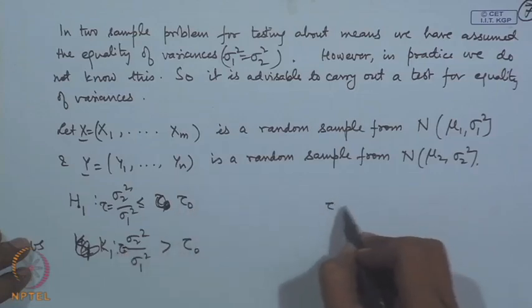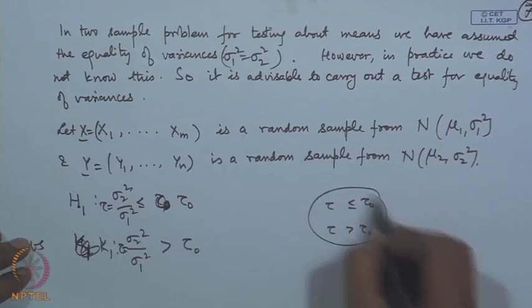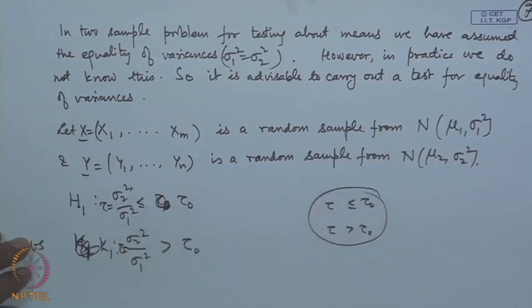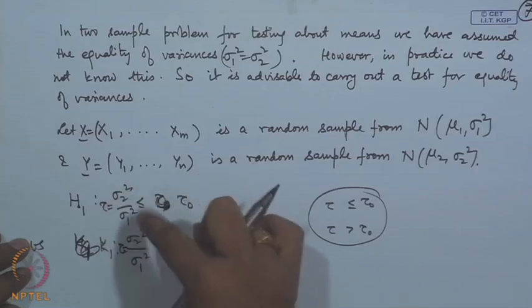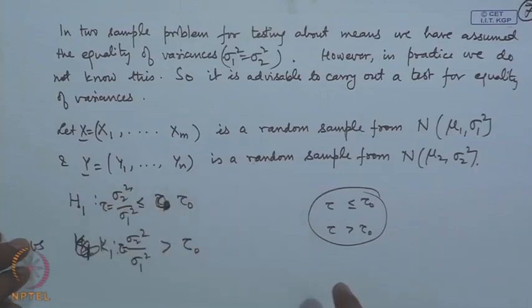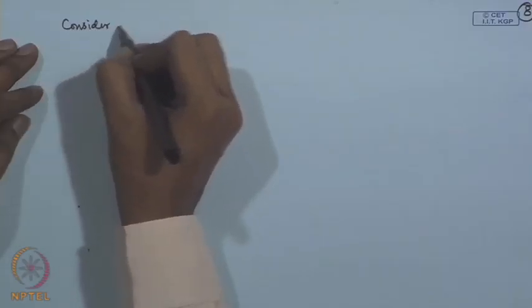So, we want to check whether tau is less than or equal to tau naught, or tau is greater than tau naught. That means, when I am considering my likelihood ratio, I will represent it in terms of this ratio tau. So, consider the likelihood function.